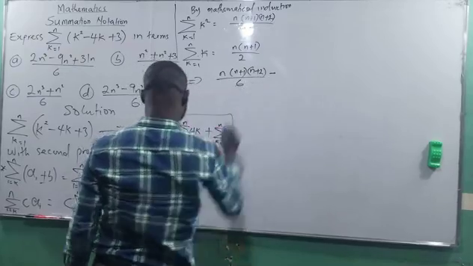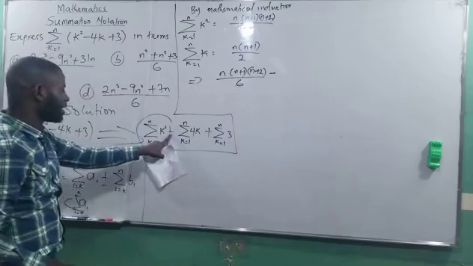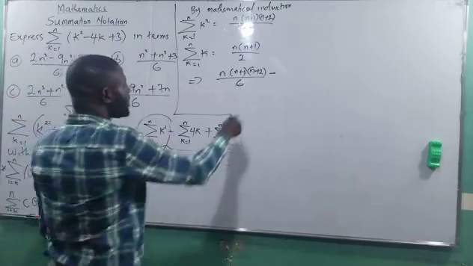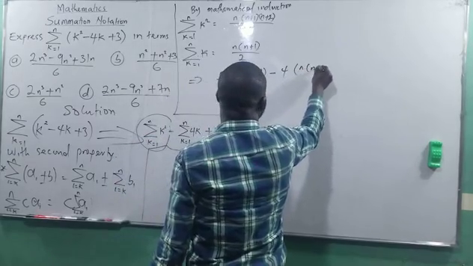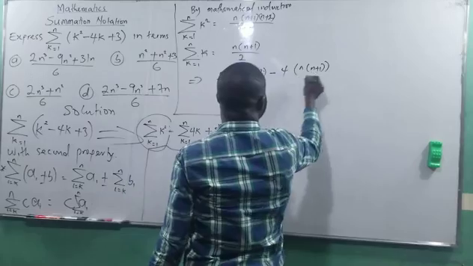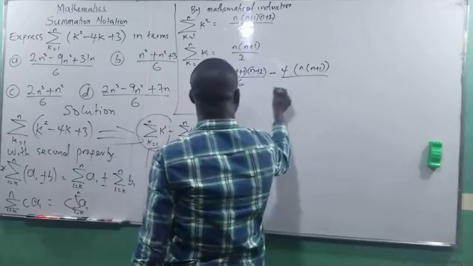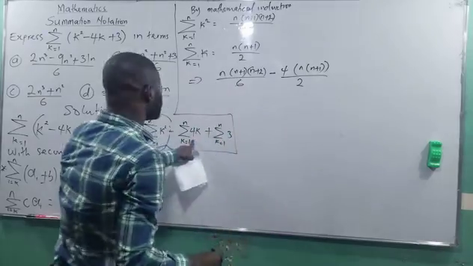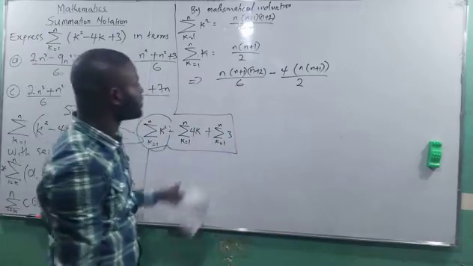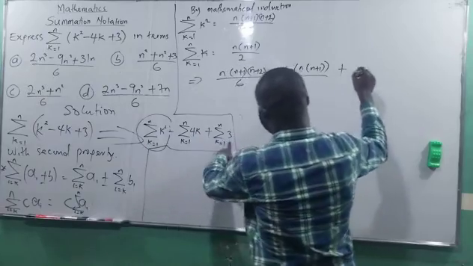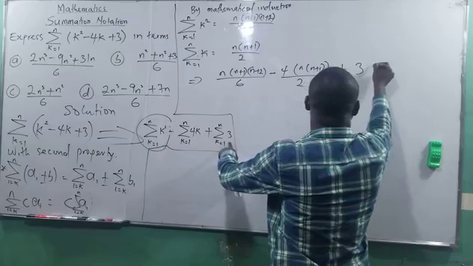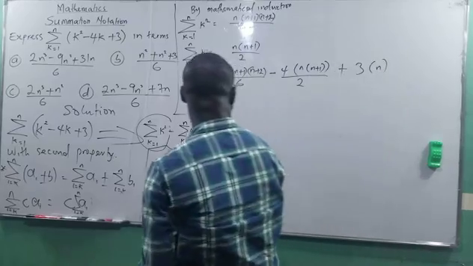6 minus, can you see the minus is here? Now, minus, I'll be having 4 bracket of n plus 1, close bracket, divided by 2, which is going to be for this. And also this will be equals to plus 3 bracket of n, which we have done earlier.